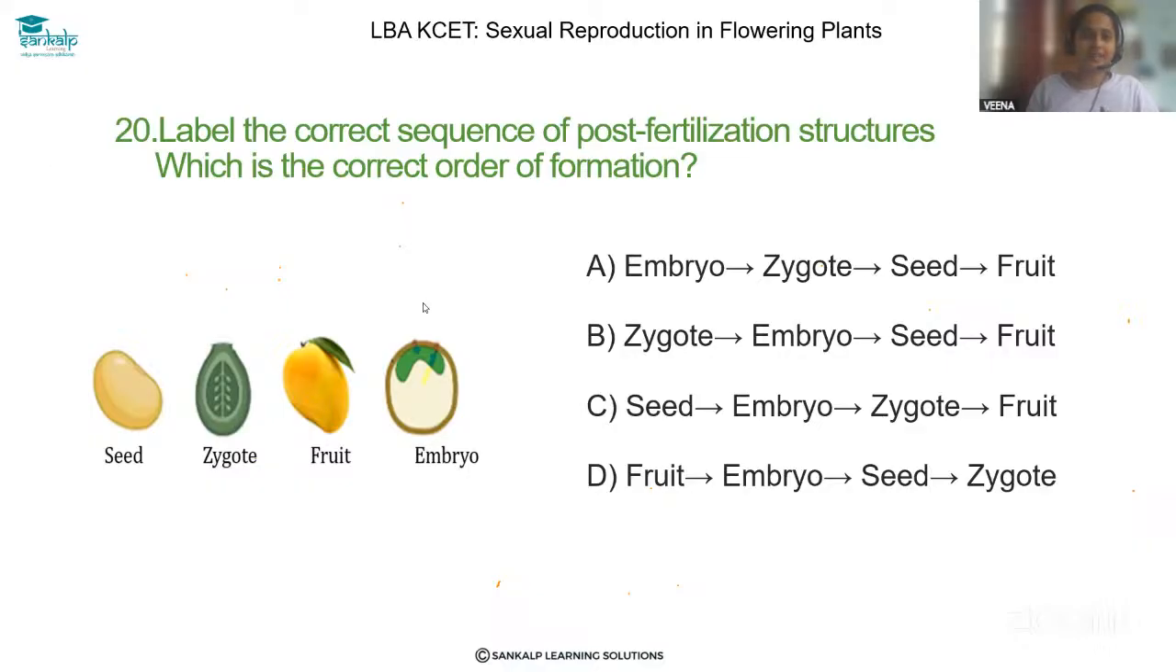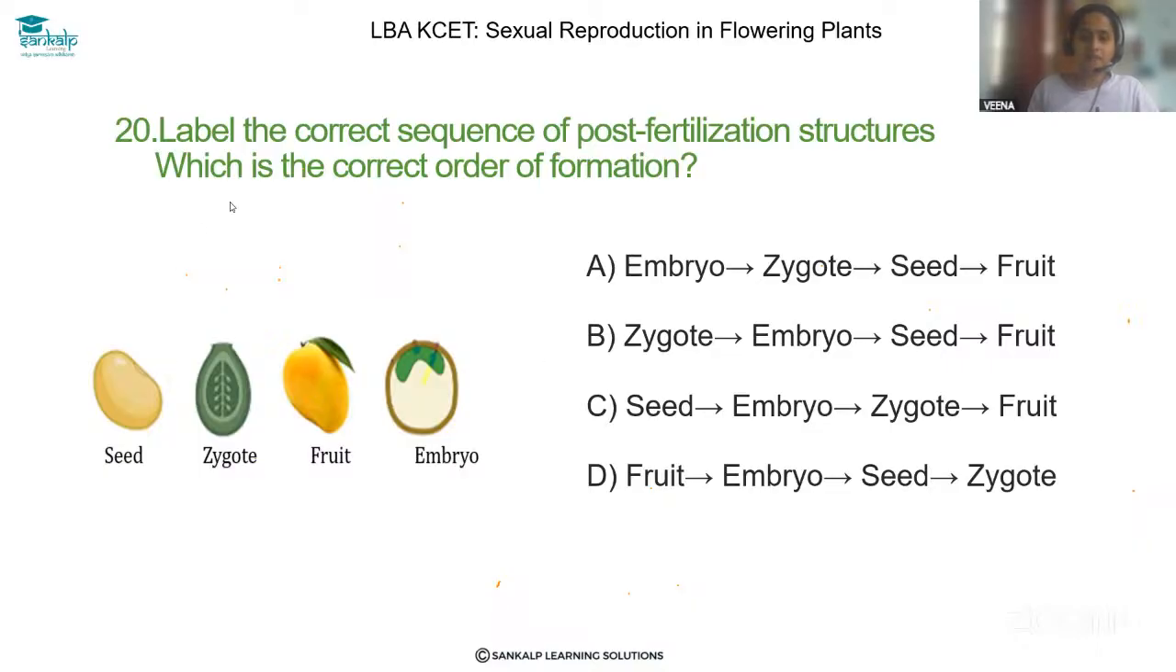Let's solve the 20th question. Label the correct sequence of post-fertilization structures. Which is the correct order of formation? Here different orders are given. First, you should know the meaning of post-fertilization structures. That means after fertilization, whatever events take place, those events or developments are called post-fertilization structures or events. So here different arrangements are given.